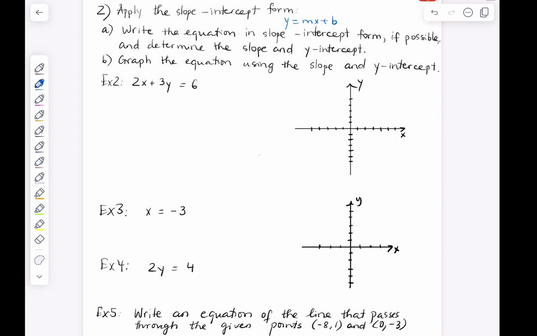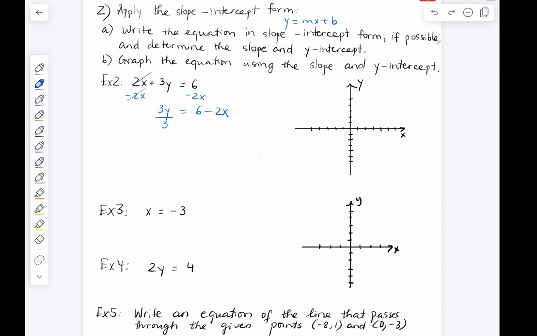So in example 2, to put this equation in the slope-intercept form, that means we need to get y by itself. So I'm going to move the term 2x to the right side by subtracting 2x. These two will cancel, and then we are left with 3y on the left. Then 6 minus 2x. Notice that 6 and 2x are not like terms, so you cannot combine them. Next, to get y by itself, I am going to divide both sides by 3.